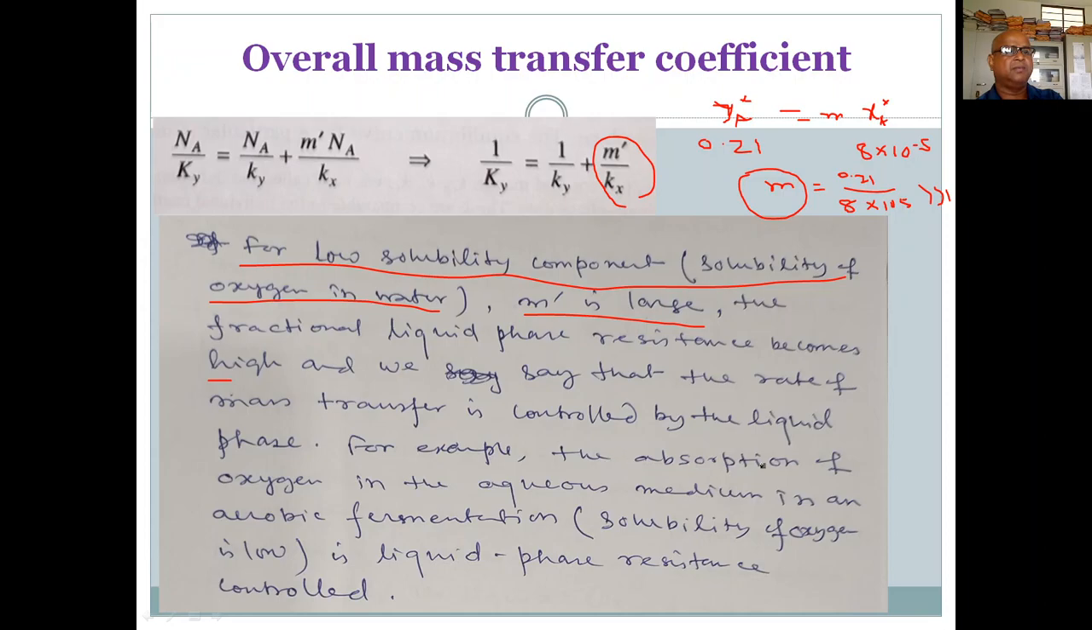For example, the absorption of oxygen in aqueous media in an aerobic fermentation: solubility of oxygen is low, so it is liquid phase resistance controlled. Depending on this value of m dash or Henry's constant, accordingly the situation will arise. But if you understand this concept, then you can easily identify which phase is offering resistance. In general, if it is highly soluble, then the gas phase will give more resistance, and if it is less soluble, then the liquid phase will give more resistance.